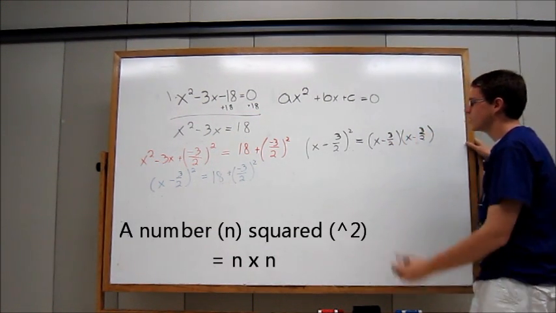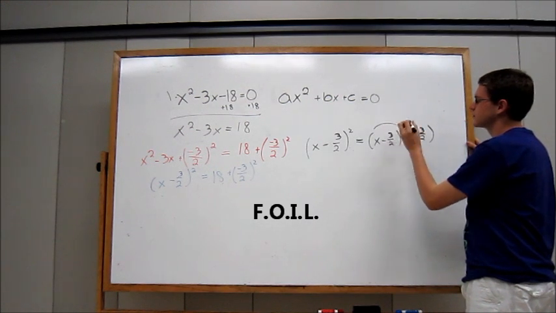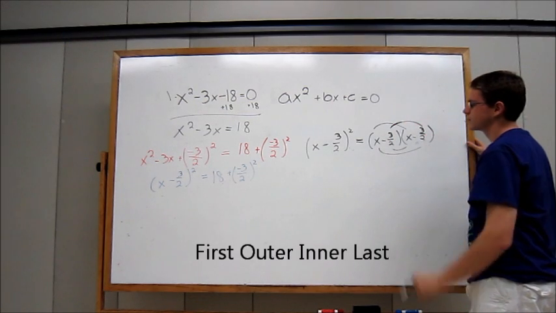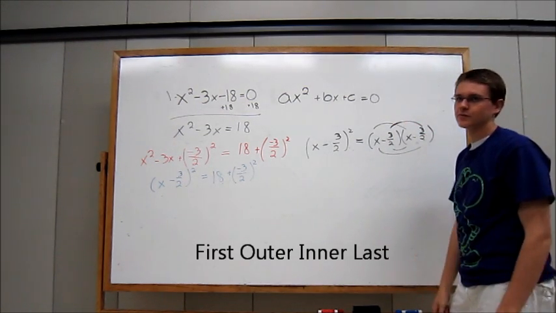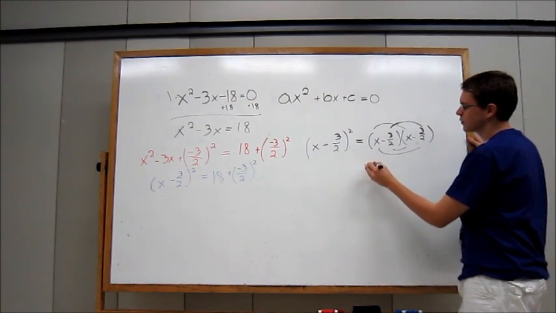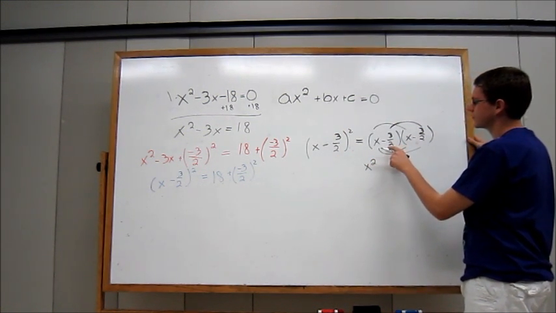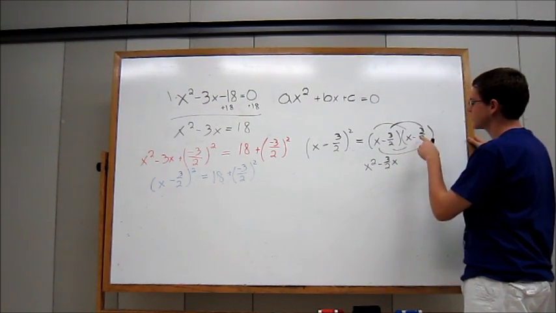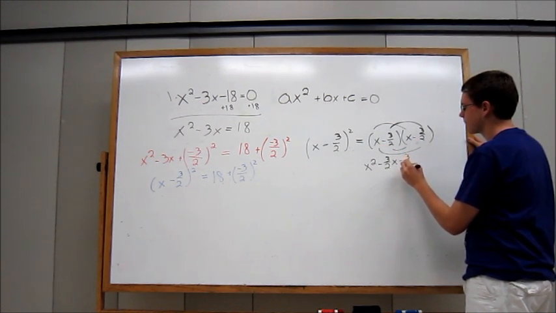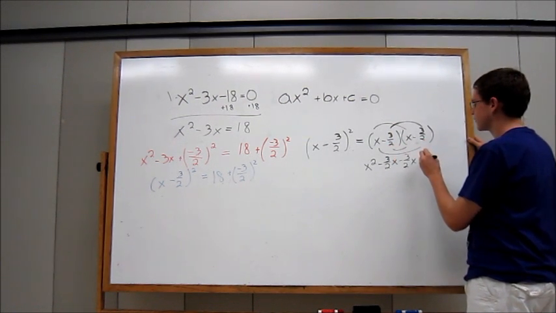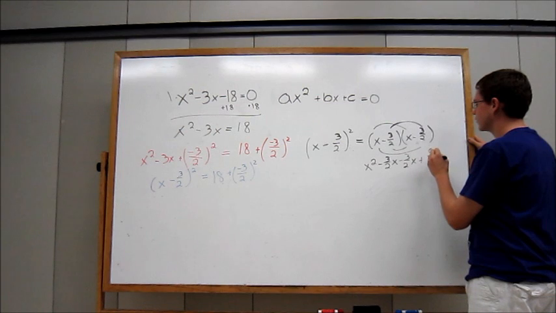And you learned earlier in the year to FOIL. You do the first times the first term, the outer terms, the inner terms, and the last terms. And then you add them all up, combine like terms, and you get the standard form of a quadratic. So x times x is x squared. Negative 3/2 times x is negative 3/2 x. Minus another 3/2 x, because x times negative 3/2. Then the last terms, negative 3/2 times negative 3/2, which is positive 9 over 4.